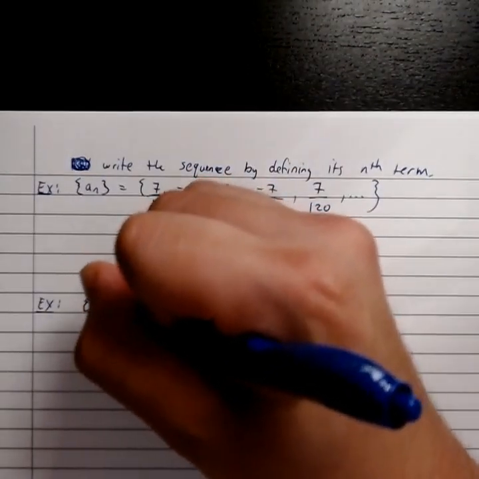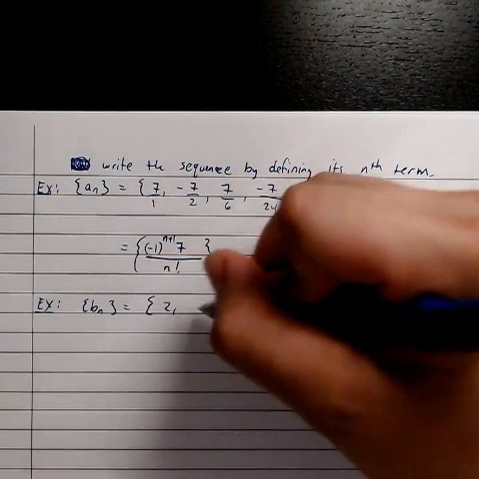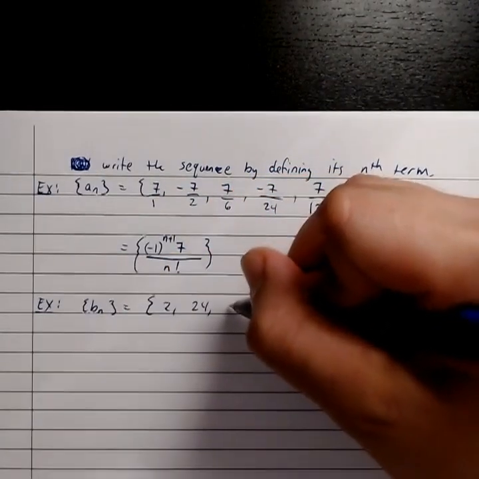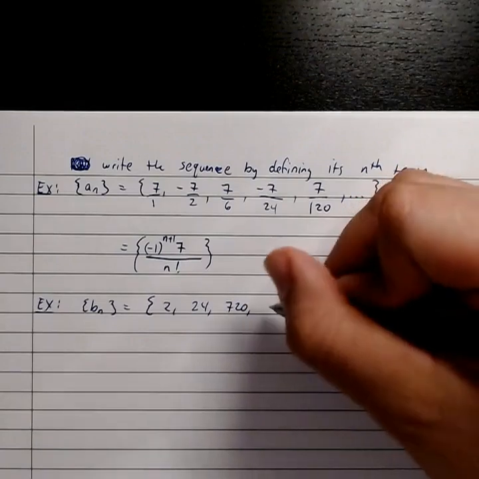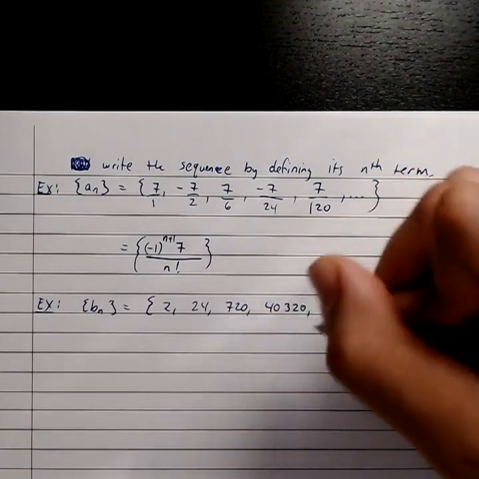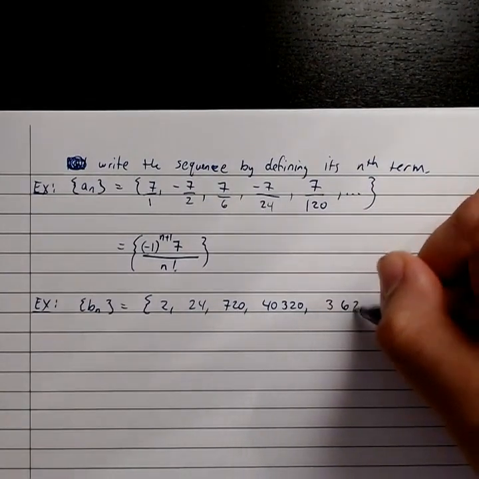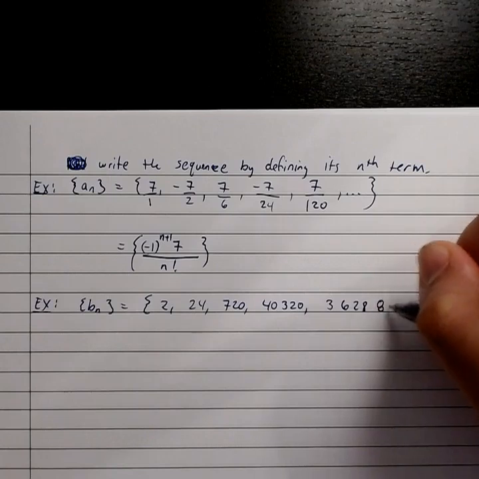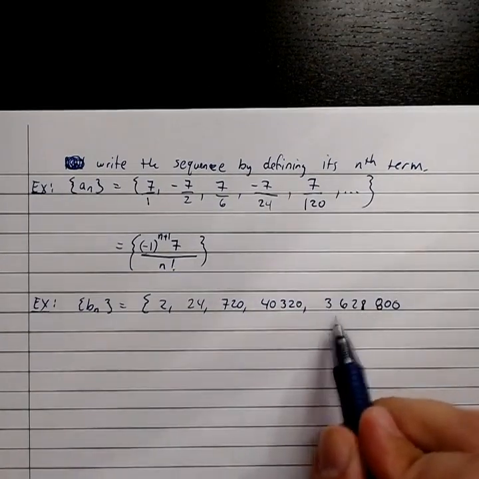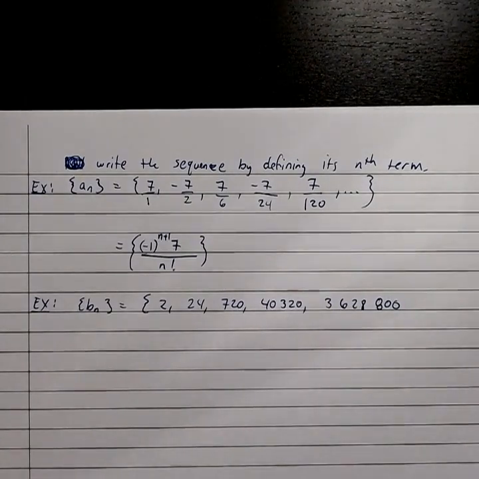Here I'm going to say the sequence B sub n is given by 2, 24, 720, 40,320, 3,628,800. Here I'm not going to put commas in here because otherwise that starts to kind of blend together. It looks a little strange.